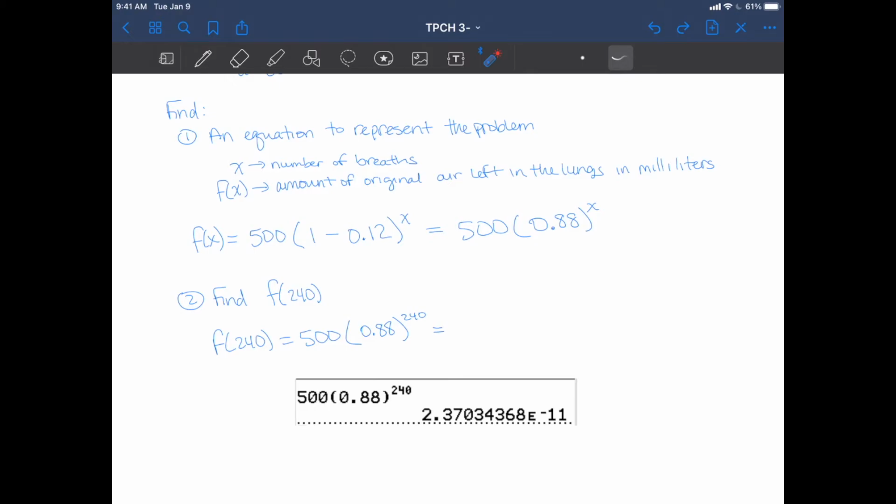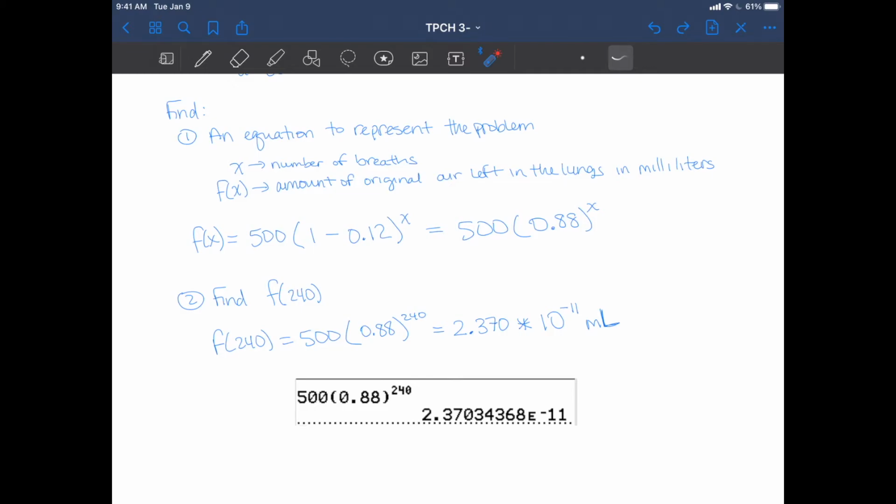So how do you read that? This e negative 11 is telling you this is the exponent on 10. So it's giving you scientific notation. This number times 10 to the negative 11. That's how we interpret that. So that's how I would write it. This is how you can abbreviate milliliters, capital M, capital L.